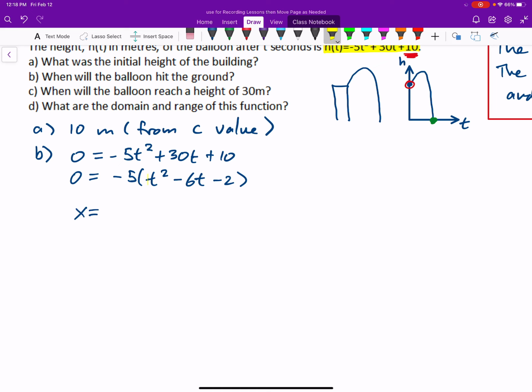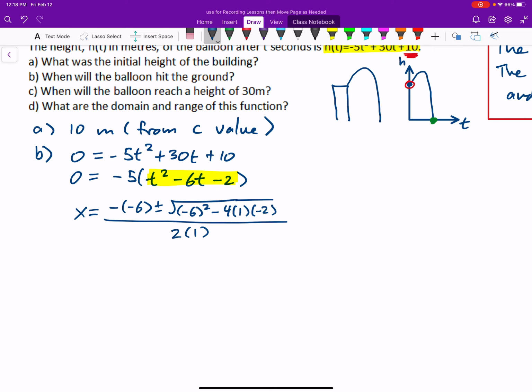But again, I'm going to choose my A, B, and C values from what I've already factored here inside the brackets, just to keep my numbers a bit smaller. So using the quadratic formula, I've got -6 plus or minus the square root of -6 squared minus 4 times A, which is 1, times C, which is -2, all over 2 times 1. So that becomes +6 plus or minus the square root of 36 plus 8, all over 2.